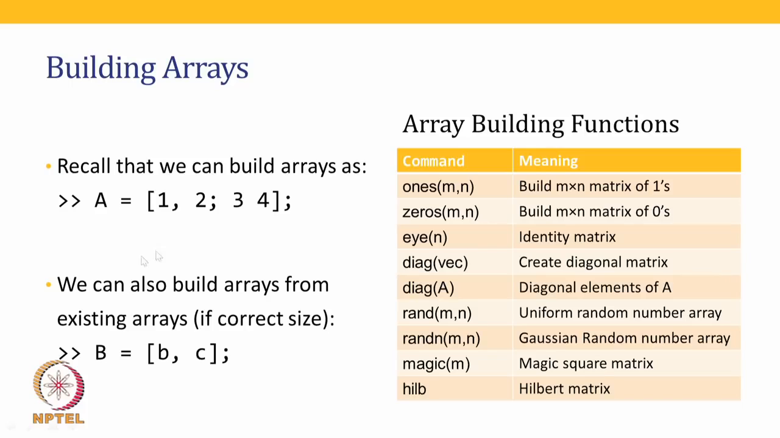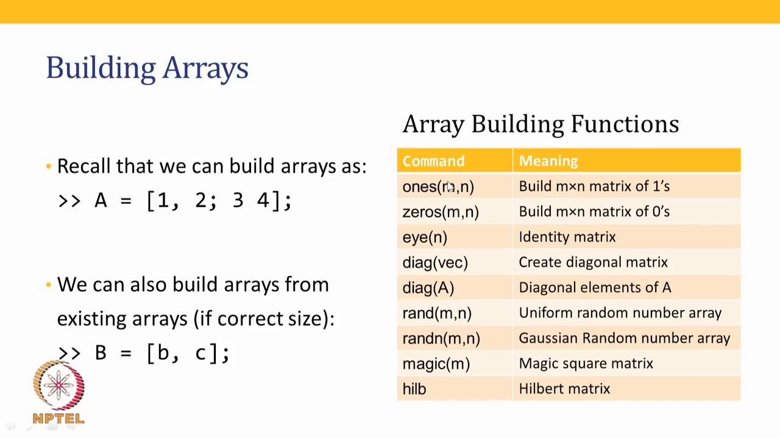Okay. This is what we have used in order to build the arrays. We use the comma and semicolon in order to build an array using numbers as we have shown over here. In addition to that, we can also use existing arrays if they are of a correct size in order to build arrays as well. Okay. In addition, we have also seen this function EYE, that is to create an n by n identity matrix.